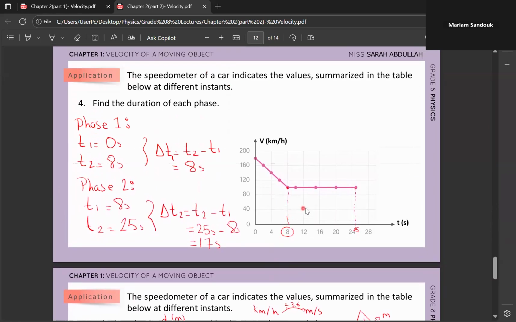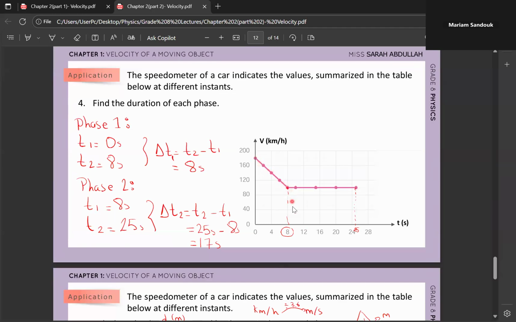So if I asked you, let's say, to determine the average speed here, how can you do it? First, we take time 1 is 0, okay? And time 2 is 8, okay? So I want to determine now the duration. The duration is T2 minus T1, which is 8 seconds. Okay, so I want to determine the distance. So I have the speed, I have the time, I want to determine the distance. So simply the distance equals to what? Equals V average times delta T.